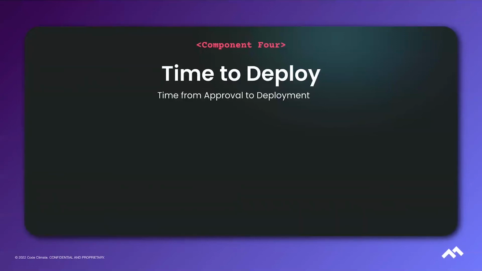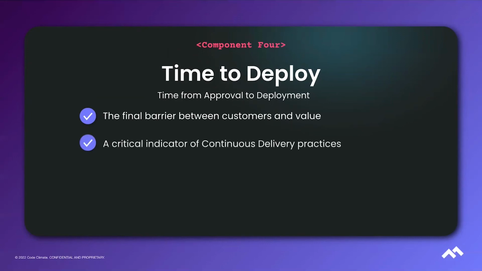The last component, time to deploy, is the final barrier between customers and value. Also think of how you can communicate internally and externally about new features making into production. It's the critical indicator of your continuous delivery practice as an organization. Think of what is blocking your team's work from reaching your users.